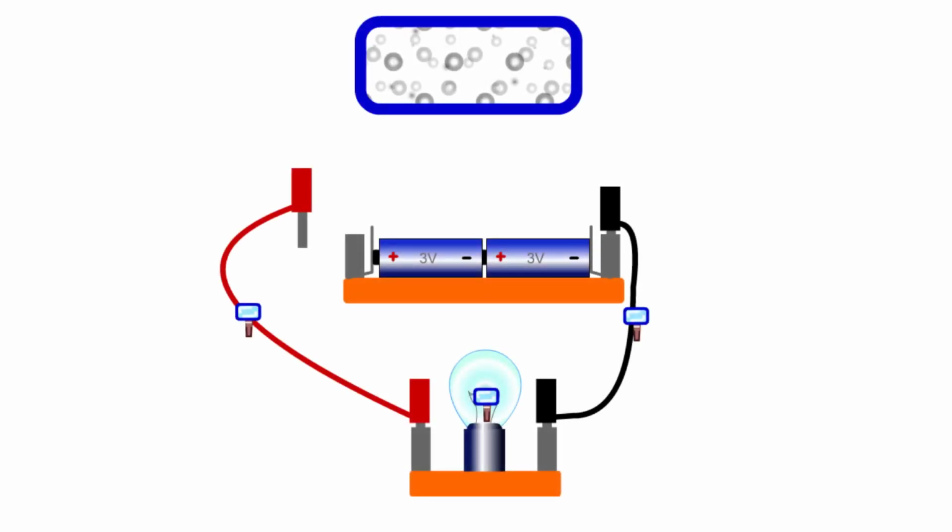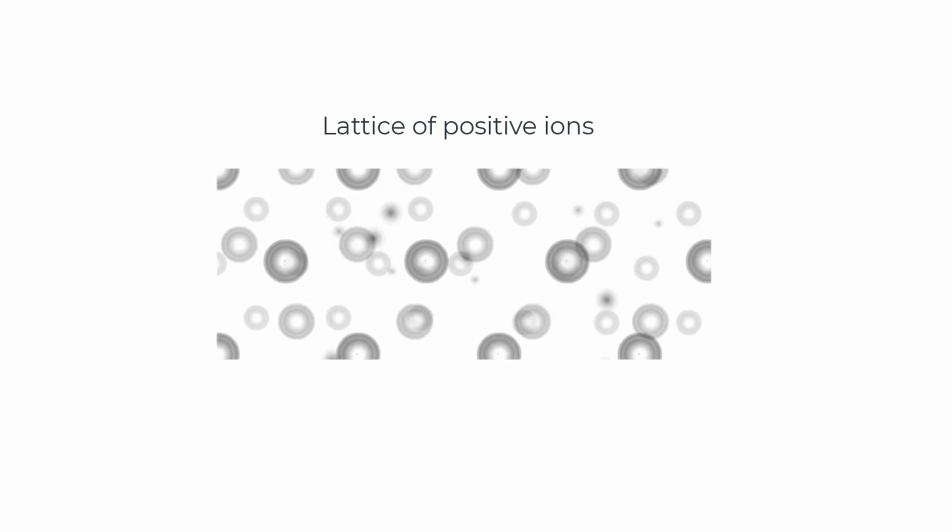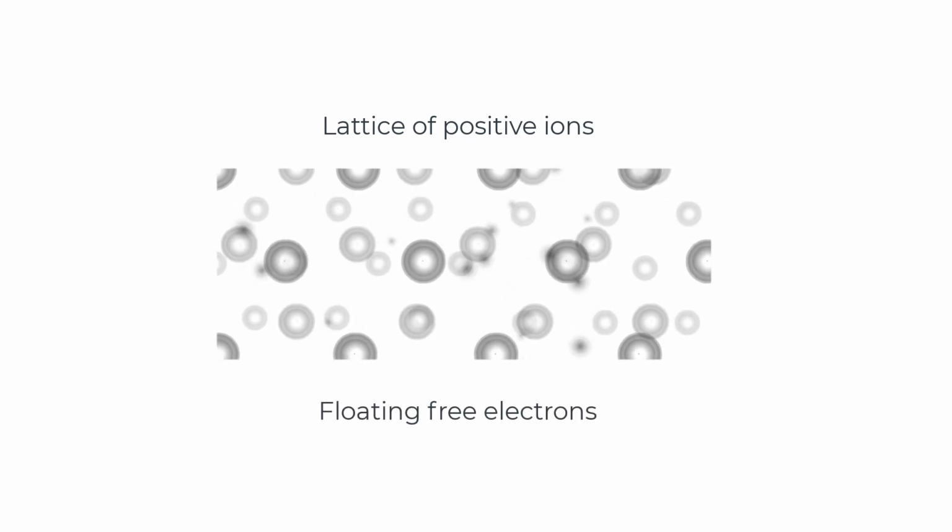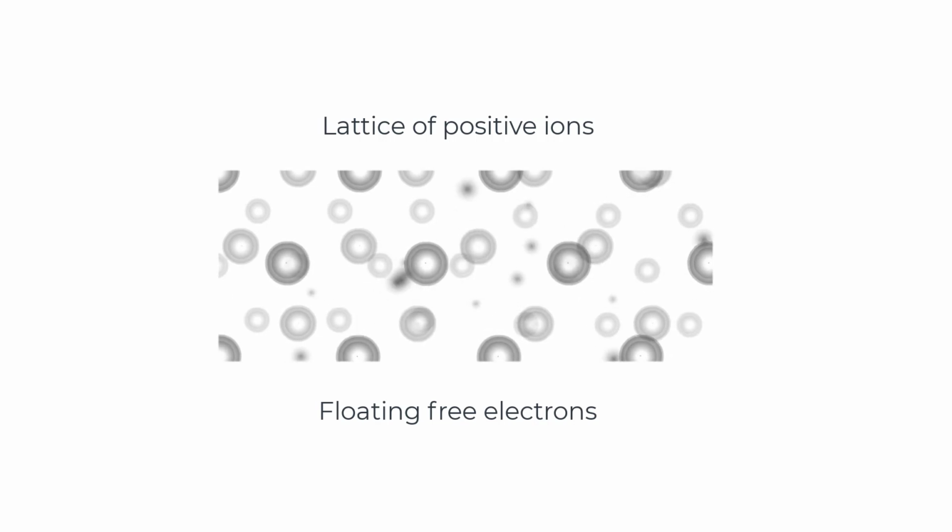Let's imagine looking inside the wires of an electric circuit. Notice how this circuit hasn't been connected yet, so no current flows anywhere. The wires are made from a scaffolding or lattice of positive ions with floating free electrons between them. In this visualization, the big wobbling blobs are the positive ions and the drifting smudges represent electrons.